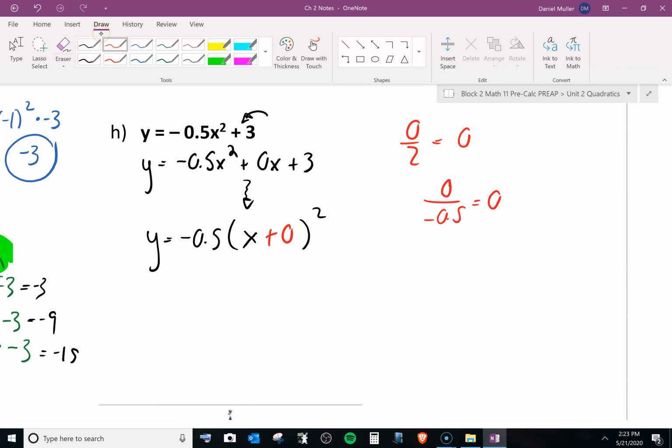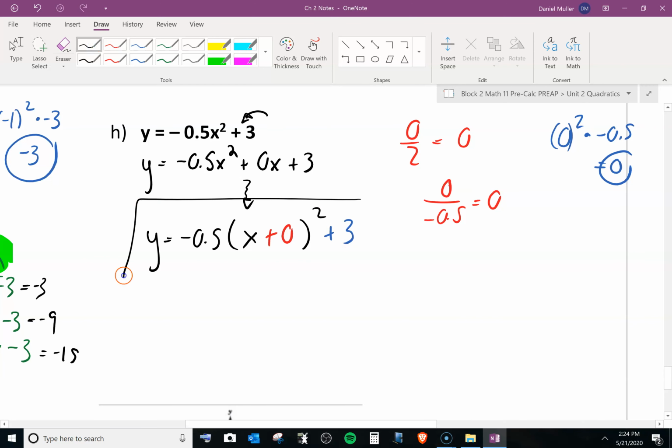Now, I need to FOIL that. So you can FOIL all of that and then times this in, but I'm just going to do the trick way, which is FOILing. So 0 squared, I'm just going to multiply the end, so 0 squared, and then times that by the number in front, -0.5. So 0 squared is 0. 0 times -0.5 is still 0. So I'm at 0. What does it take for me to get to 3? Well, I can add 3. So I've completed the square now.